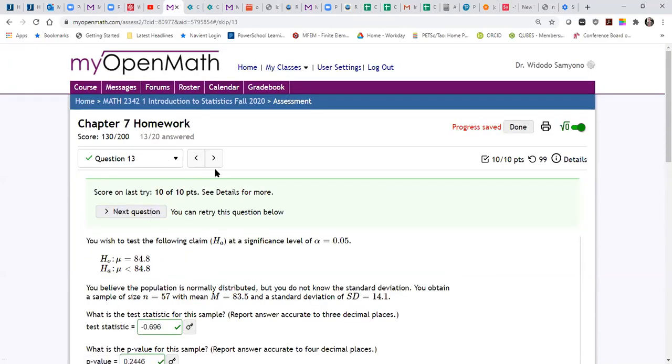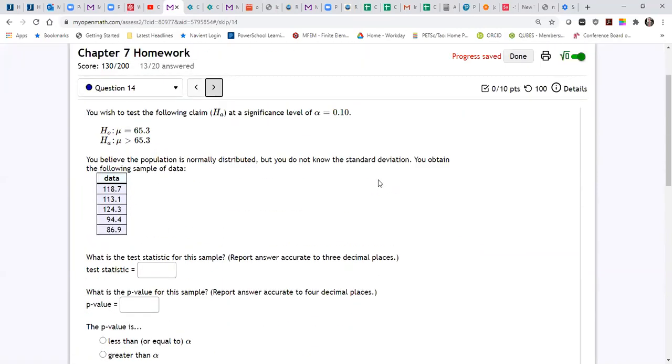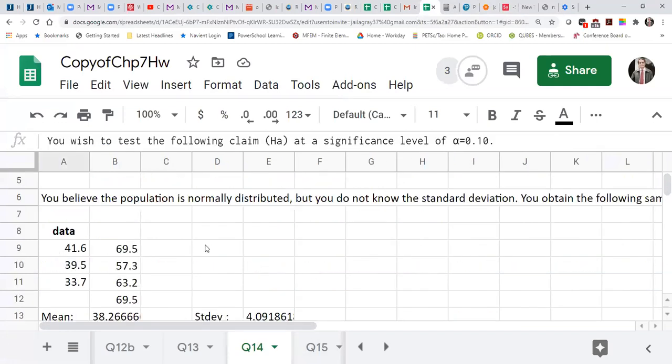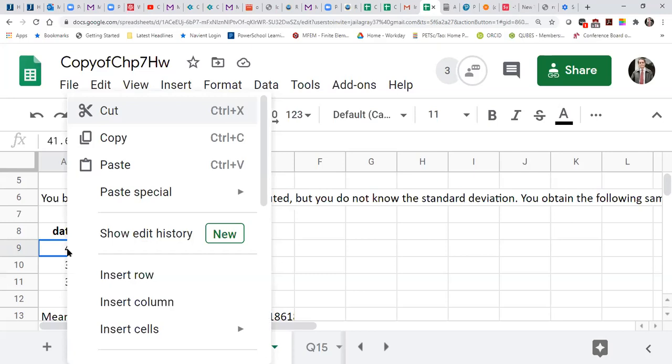Okay, let's go to the next problem. Yeah, for this one, you have the data that you can use to test the hypothesis, reject or fail to reject. Okay. So first thing to do is you need to copy this data, right? And then put it in your Google Spreadsheet or Excel for number 14. Yeah, so copy and paste it.